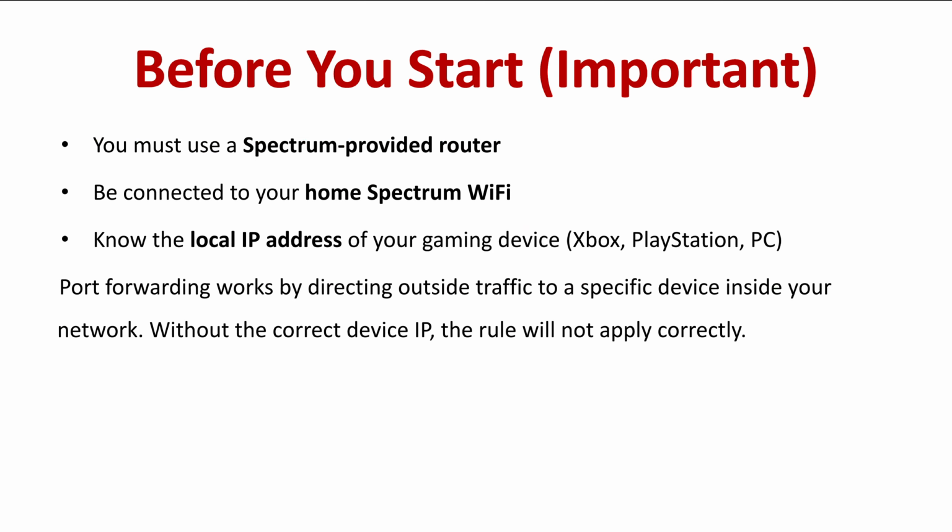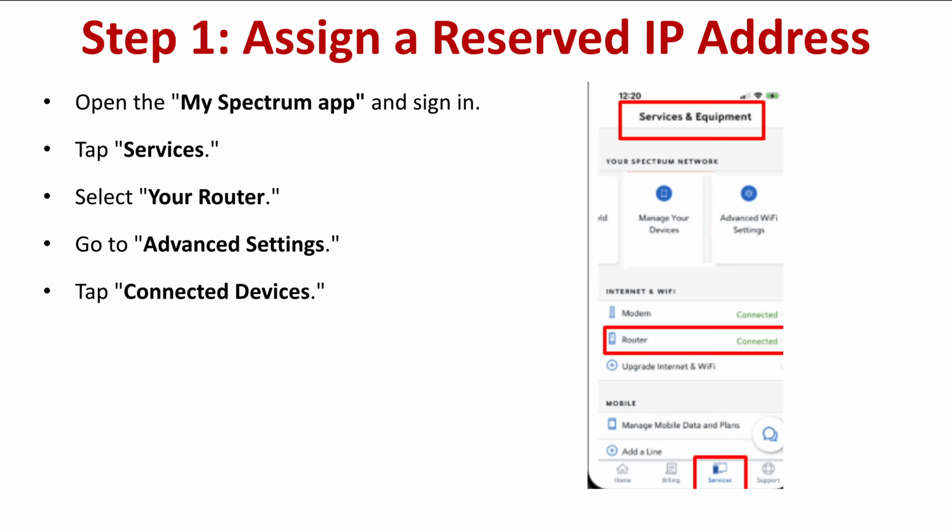Before you start, important: you must use a Spectrum provided router. Be connected to your home Spectrum Wi-Fi. Then know the local IP address of your gaming device like Xbox, PlayStation, PC. Port forwarding works by directing outside traffic to a specific device inside your network. Without the correct device IP, the rule will not apply correctly.